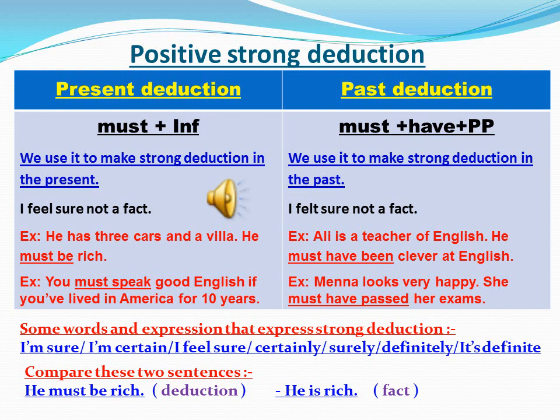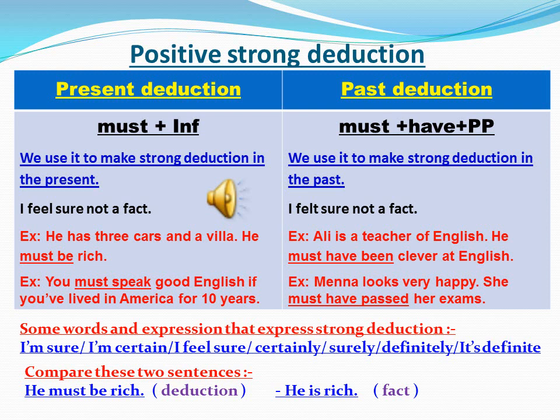And in the second example, you must speak good English if you have lived in America for 10 years. Here the speaker has lived in America for 10 years. So I deduce that you must speak English well. I feel sure that you speak English well. In these two sentences, we use must plus infinitive to express strong deduction in the present.